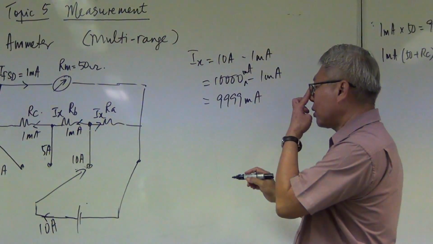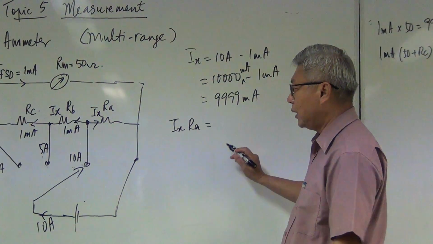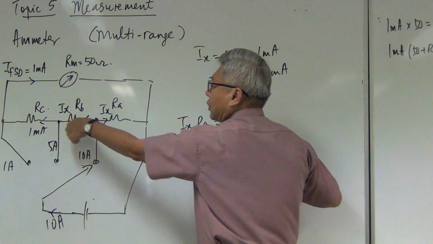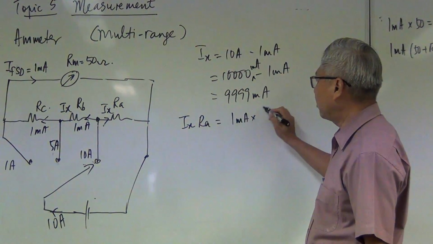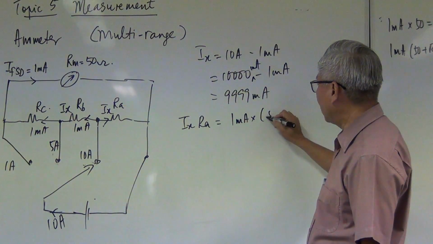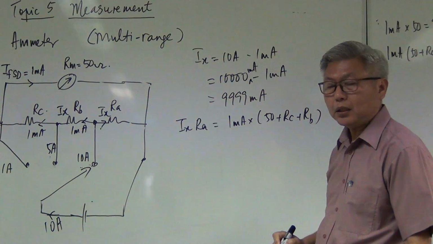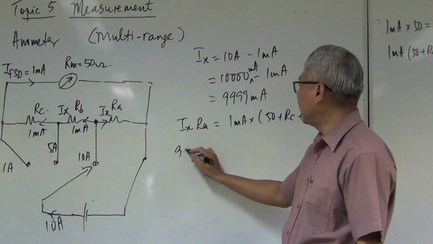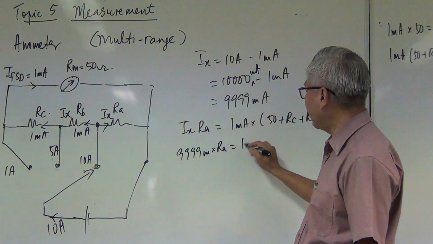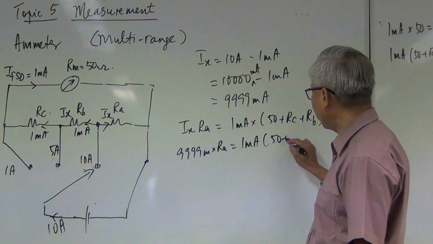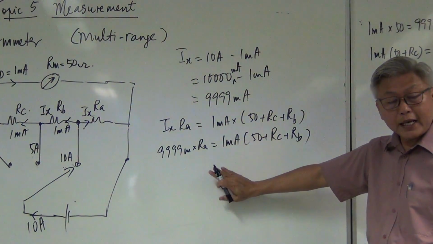Okay, so then I use Ohm's law again. Ix multiply RA, right? The voltage across here is the voltage across these three resistors, which is equal to 1 milliamp multiply 50 ohm plus RC plus RB. Okay, and Ix is 9,999 milliampere multiply RA, equal to 1 milliamp multiply 50 plus RC and RB.